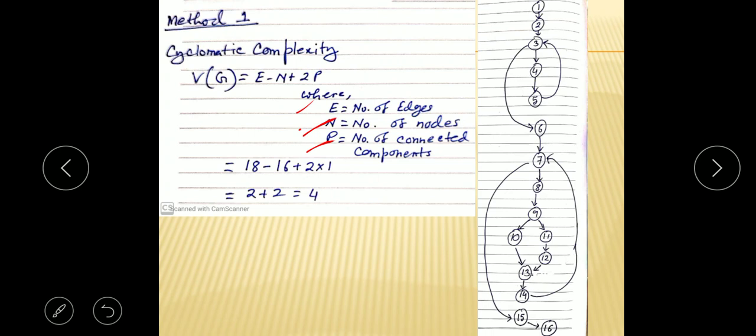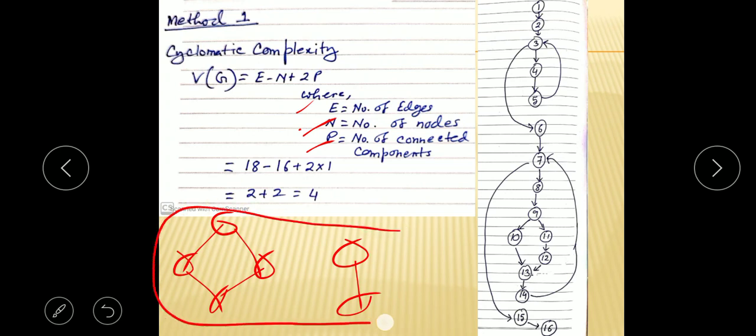P is the number of connected components. So what is a connected component? Suppose there is a graph. Here these four are connected. Okay, there is another graph, they are also connected. Now consider these as a whole graph. So here, see, it is 1, 2, 3, 4 and 5, 6. Okay, 5, 6 there is a connection.